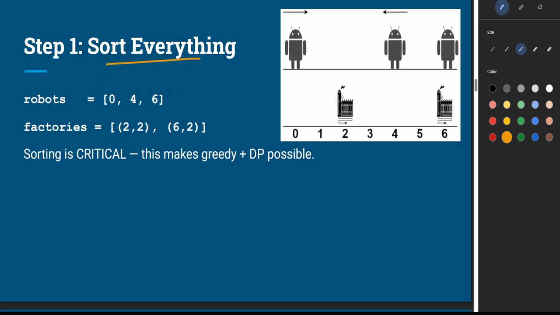Now sort everything. Why do we need to sort everything? If you sort it, you get robots 0, 4, 6, and the factories are [2, 2] and [6, 2]. Sorting is critical, because it makes greedy and DP possible. That is why we have to do the sorting here.